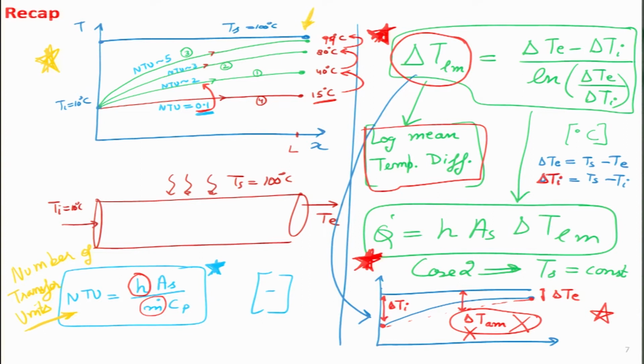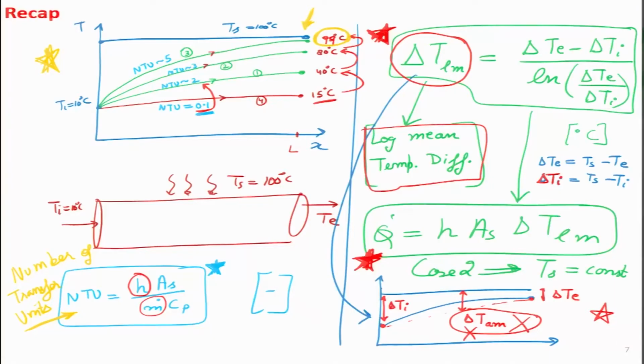So, we had also figured out that if we use the NTU value more than 5 or 6 or 7, then there is not much significant increase in the exit temperature. It may just change from 99 degree to 99.1, 99.2, 99.3. So, the increase in exit temperature will be there, but it will be very minuscule, and that is not worthwhile investing in increasing the number of NTUs.